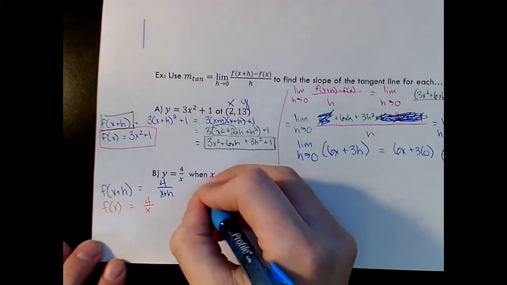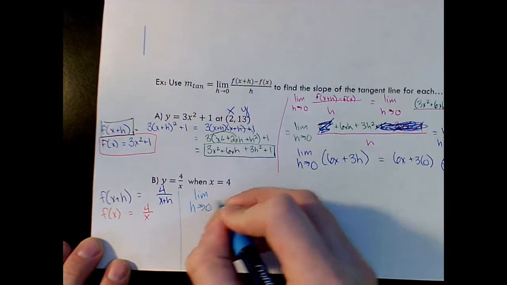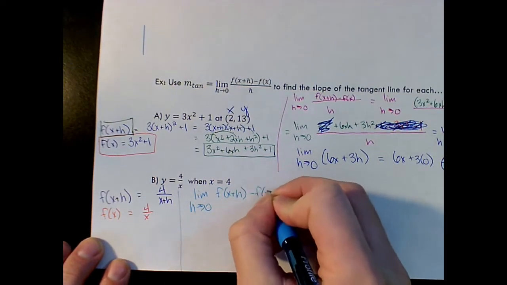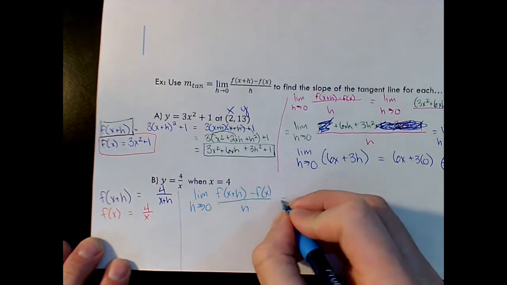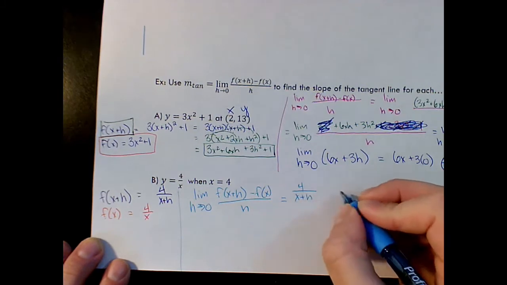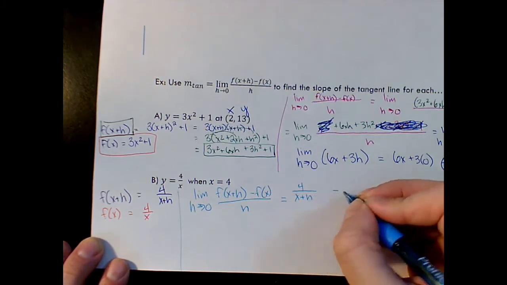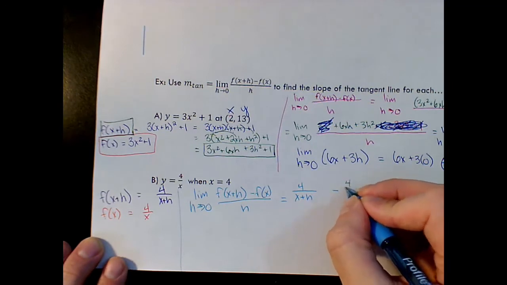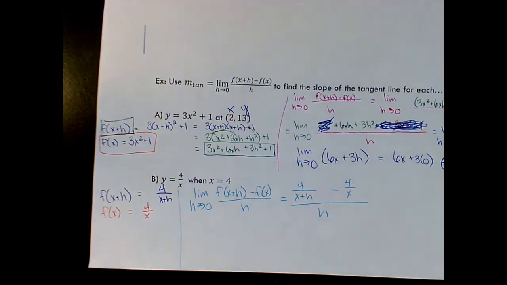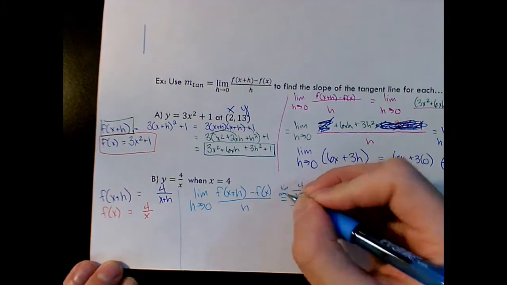The limit as h approaches 0 of f of x plus h minus f of x over h is going to be 4 over x plus h, minus f of x, which is 4 over x, over h. Oh, and I forgot to say the limit as h approaches 0. How sloppy of me.